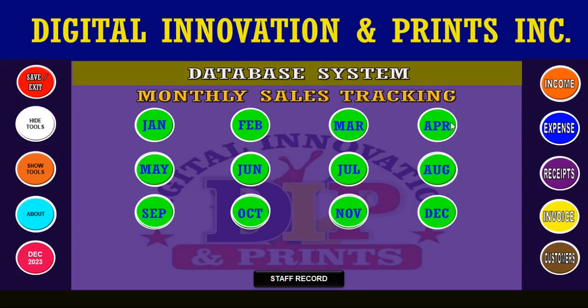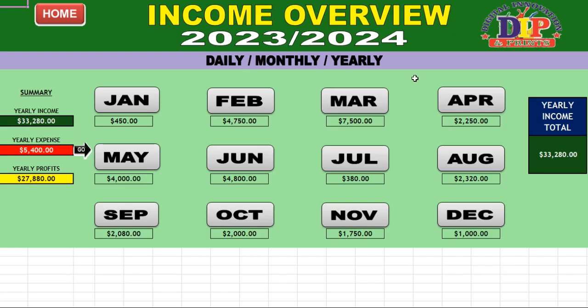So in this video we'll be talking about our income, how we generate income in this database system. Let's dive straight into it by clicking on the income button right here. When you click on the income button, this is the income summary or overview data sheet. As you can see, this data sheet is divided into several parts.